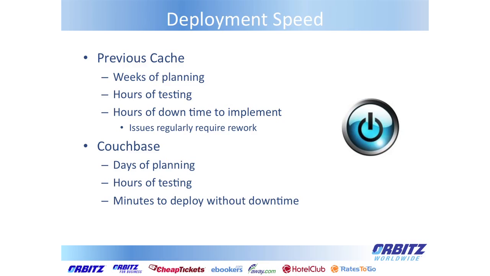Now, the deployment speed was another factor that we were looking at. Our previous cache took weeks of planning. We had to figure out what were the changes in our network topology that might have occurred since the last time we did any kind of change. How many nodes are we adding? What kind of changes to the data that we're retrieving has happened? Then it took hours of testing this in pre-production to make sure that we have everything right.